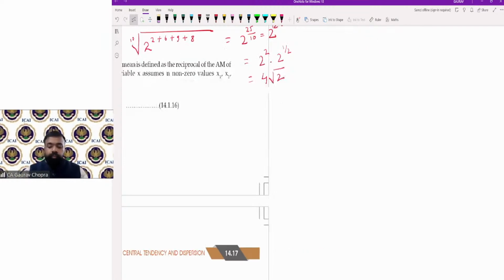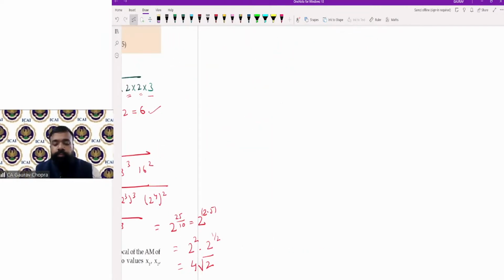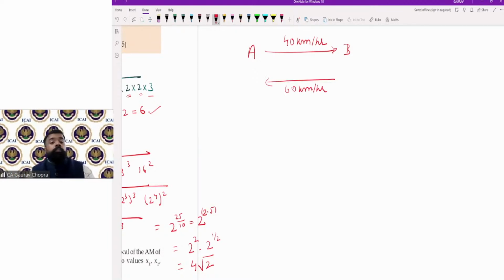Now, the next point, let's take a situation. If a person travels from place A to place B at a speed of 40 kilometers per hour, and comes back with a speed of 60 kilometers per hour, find out the average speed. So what will be the average speed?